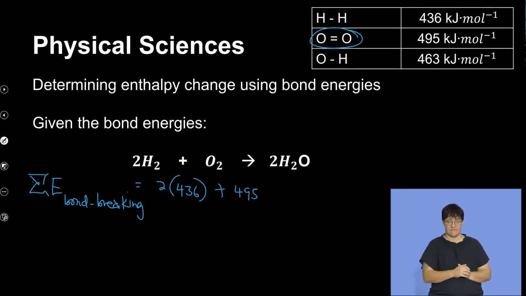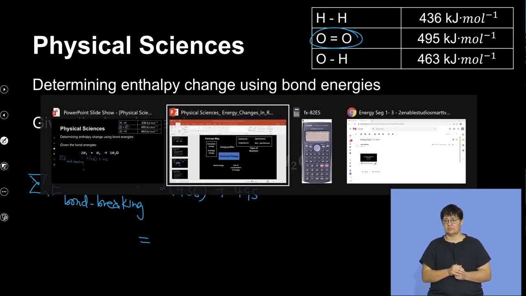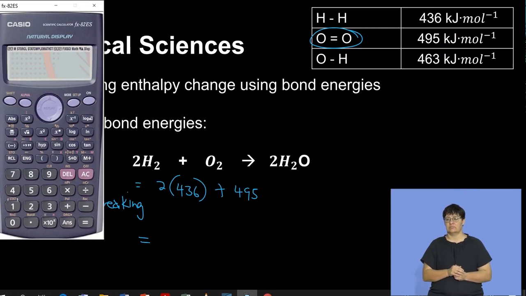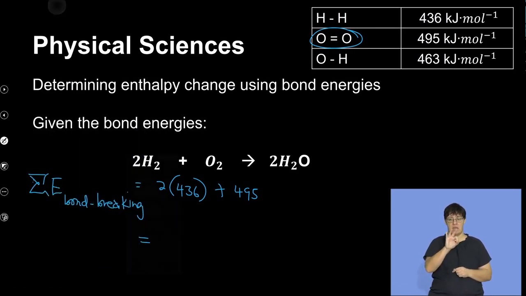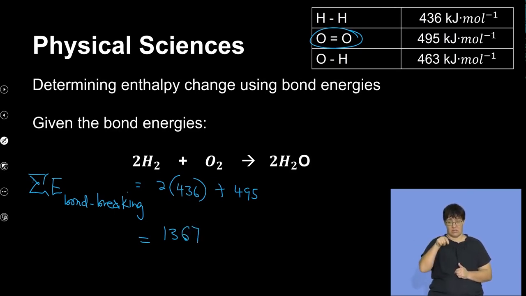So what does this give us? If we go to our calculator, what do we have? We've got 2 multiplied by 436, plus 495. This gives us 1367 kilojoules per mole.